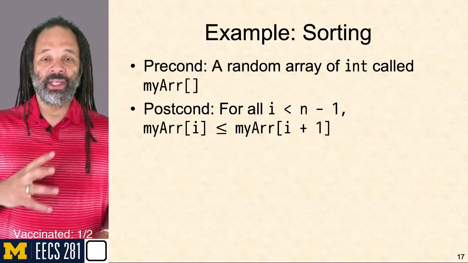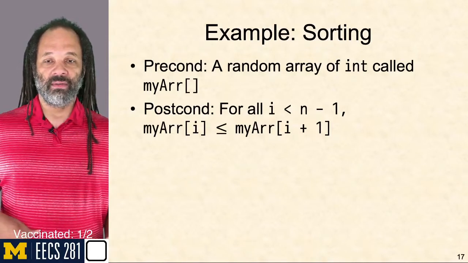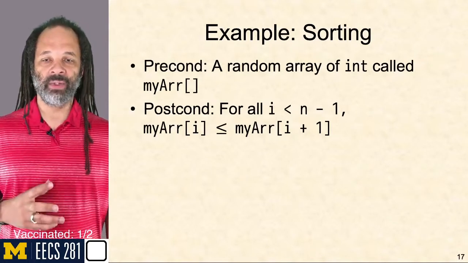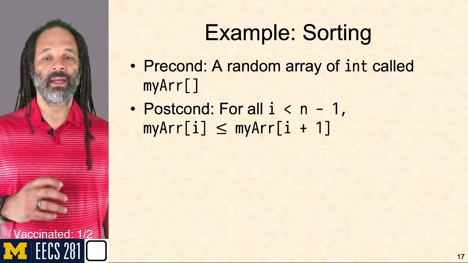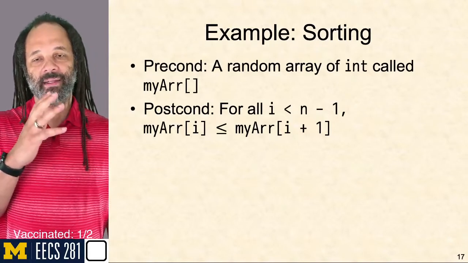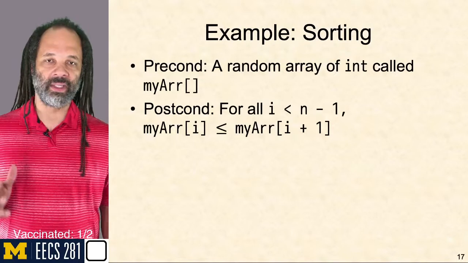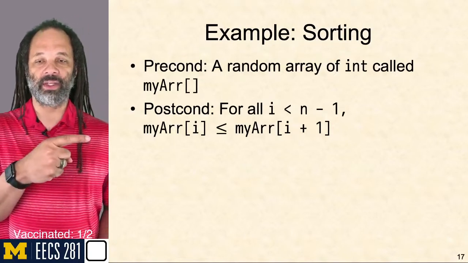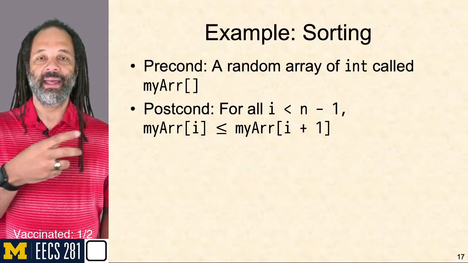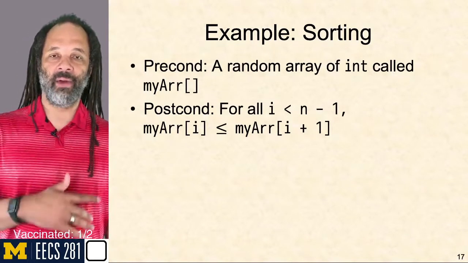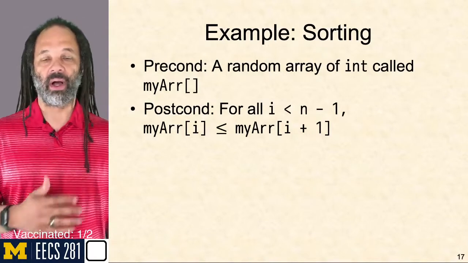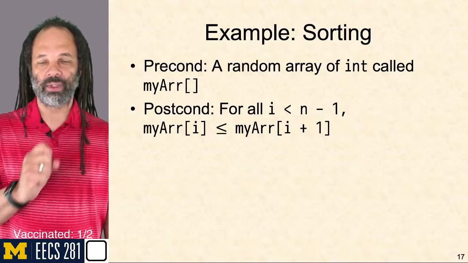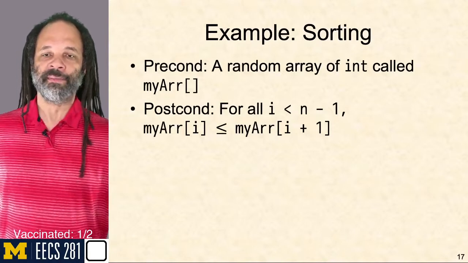Sorting. The precondition is I've got a random array of integers called int, my array, right? And the postcondition, what I'm looking for is, for all i less than n minus 1, so all indices but the last one, that what's in my array at i is less than or equal to what's in my array at i plus 1. That's what I would call sorted. So there's my official definition of precondition, postcondition. This is what sorting is.